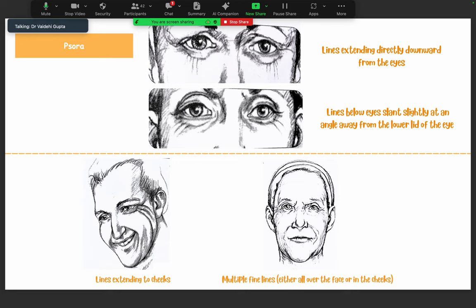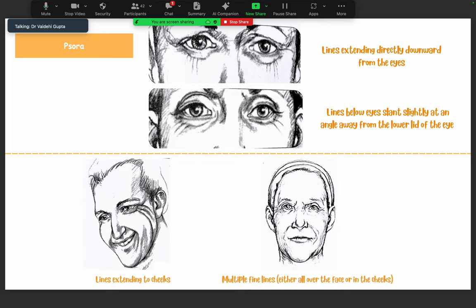Also, lines extending directly downward from the eyes. When lines are extending downward from the eyes, these are in Psora. They may be in almost a straight line, or they may be slightly slanted or inclined. In the first picture, we can see the line is almost straight, but in the second picture, the line is slightly diagonal, inclined. So, in the first one, lines extend directly downward from the eyes. And in the second one, lines below the eyes slant slightly at an angle away from the lower lid of the eyes. So it is quite away from the lower lid and slightly angulated. All these features are in Psora.